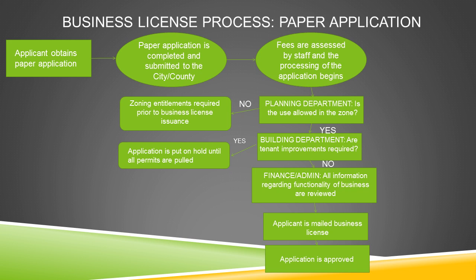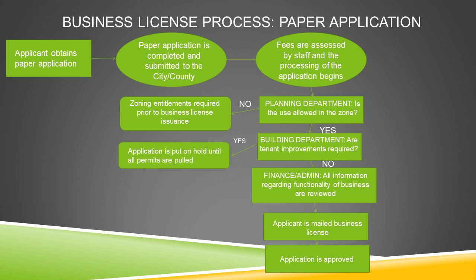begin the process. The application is reviewed for completeness of information, then it is routed to the planning department to ensure the proposed use is conducive to the zone. If the use is allowed, the application is then routed to the building department to determine if the subject unit requires tenant improvements per the building code to correctly operate the business.